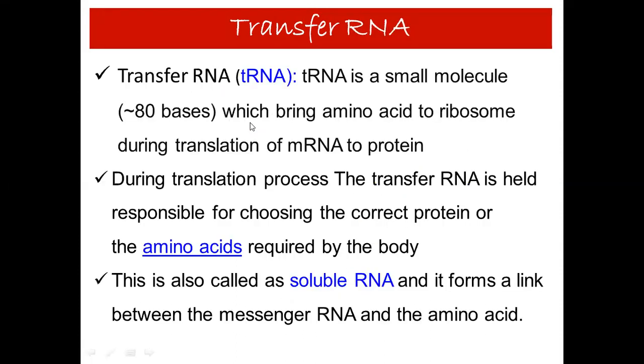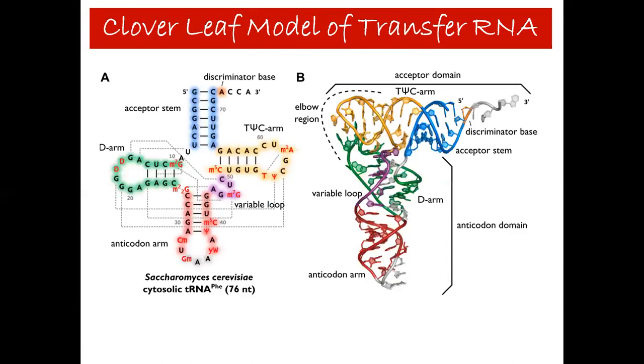Next, a few more informations regarding the structure of transfer RNA. tRNA is a small molecule, approximately of 18 bases, which brings amino acids to the ribosome during translation of mRNA to protein. During translation process, the transfer RNA is held responsible for choosing the correct protein or amino acids required by the body. This is also called as soluble RNA, and it forms a link between the messenger RNA and the amino acids. So, this is the secondary structure of the transfer RNA.